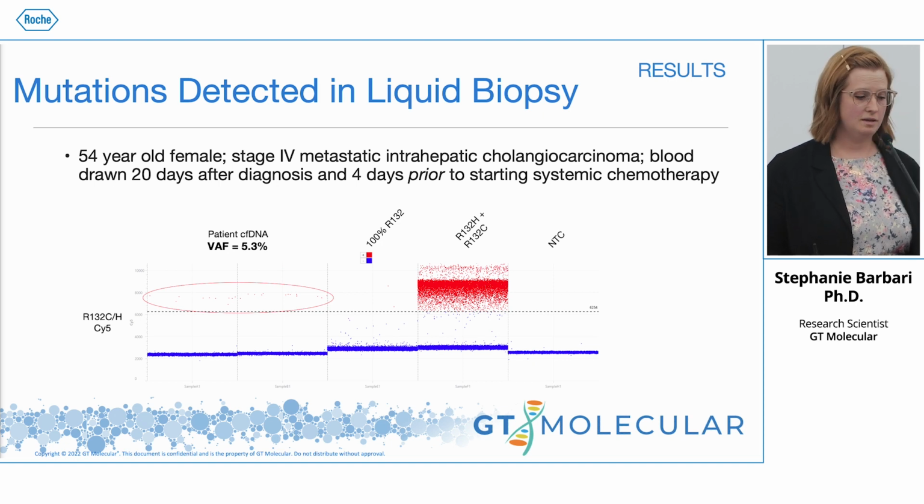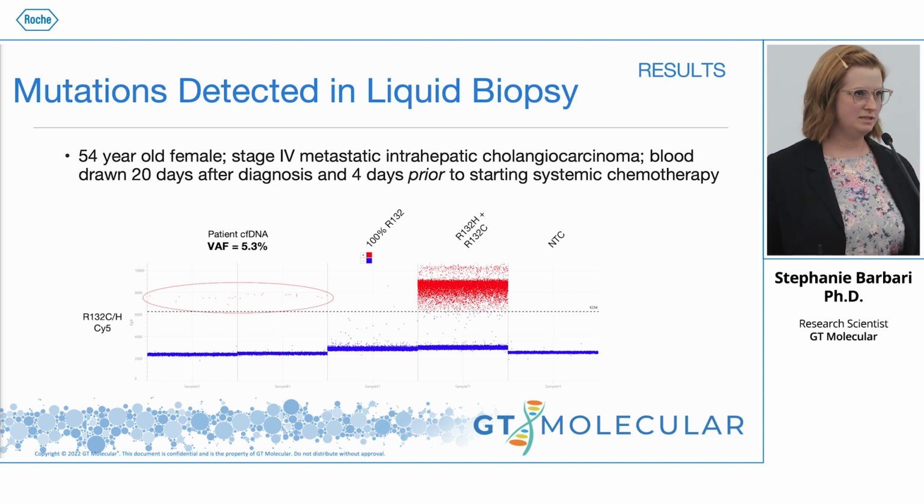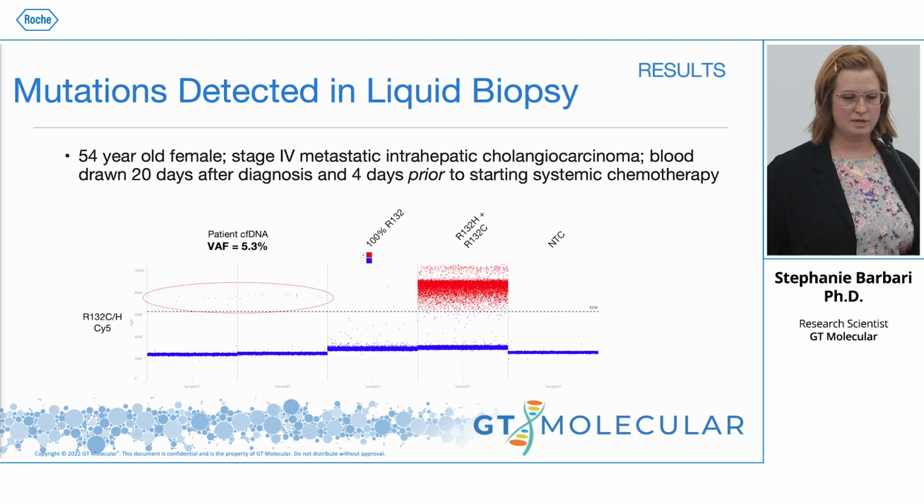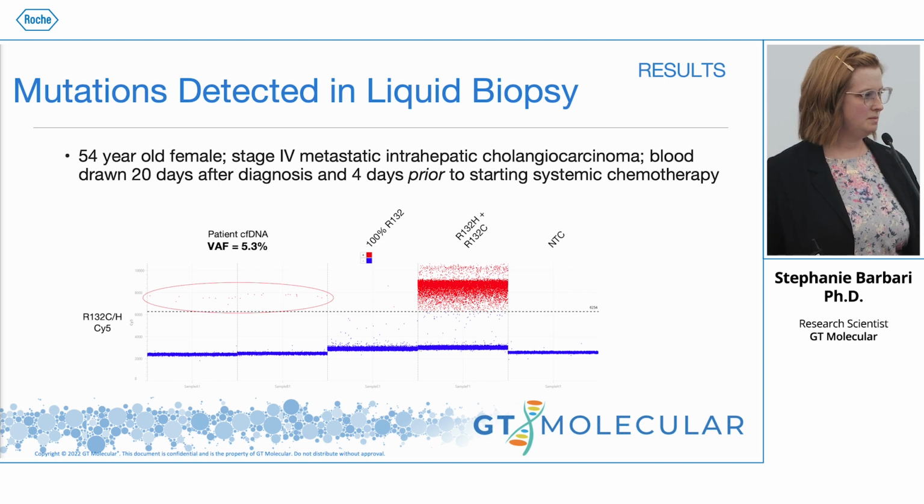Unfortunately, we had a difficult time acquiring AML samples with these mutations, but we were able to get our hands on IDH mutant samples from liver and pancreatic cancer patients. So this was a 45-year-old female with stage 4 metastatic liver cancer. Her blood was drawn 20 days after diagnosis and 4 days prior to starting chemotherapy. And this is data from cell-free DNA isolated from 1 ml of plasma. So you can see that we were able to detect the variants from even just a small amount of plasma.